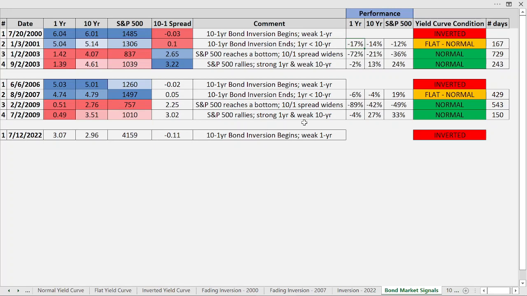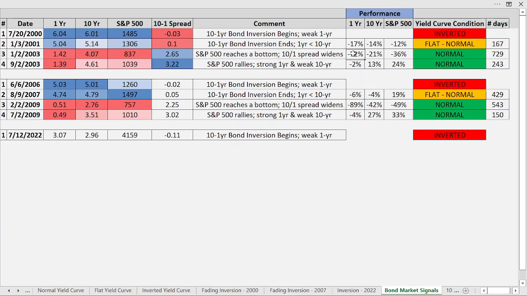Now, notice the percentage moves. When the bond market inversion comes to an end, that's when the 1-year drops from 6.04 to 5.04. That represents a 17% decline. In the year 2007, when the inversion ends, the 1-year drops 6%. The 10-year bond in 2001 drops 14% versus 17%. It drops less. In the year 2007, the 10-year bond drops 4% and the 1-year bond drops 6%. It drops less. The 1-year bond drops a little bit more at this point.